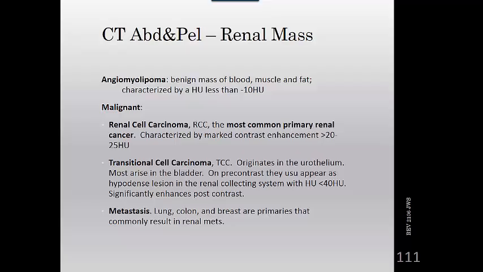Then you have transitional cell carcinoma. It originates in the urothelium. Most arise in the bladder, and on pre-contrast, they usually appear as hypodense lesions in the renal collecting system with a Hounsfield unit of less than 40. But they significantly enhance after contrast. And then, of course, you can have METs, or metastasis, from lung, colon, and breast, which are the most common primaries that end up in the renals.